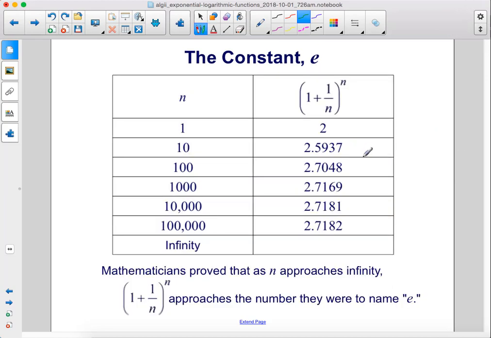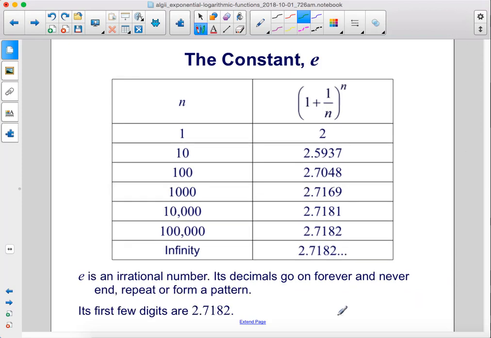Alright, so we can see that as n increases, we are approaching a number that's very close to 2.7182. Mathematicians proved that as n approaches infinity, (1 plus 1 over n) raised to the n power approaches the number they were to name e.